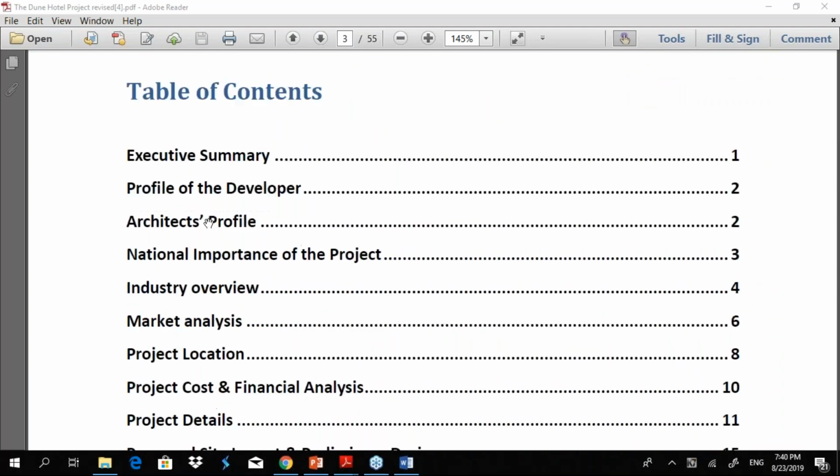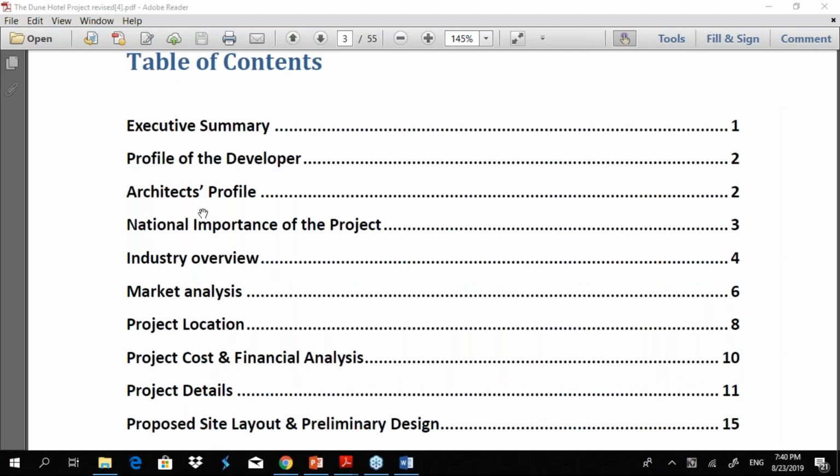And the next thing that you have is table of contents. Now, this is very much a business case document, or we call it a business proposal. You will have an executive summary, the whole project summarized in 1 or 2 pages, for anyone to get a quick idea of what's going on. Profile of the developer, who is investing, what his background is. If it's a company, you bring in company details. If it's an individual, you bring in the individual's details.